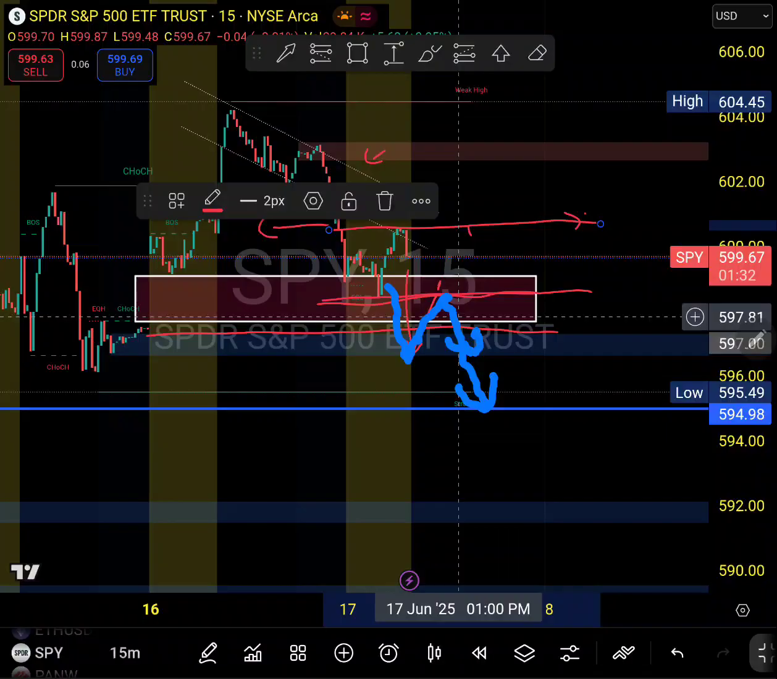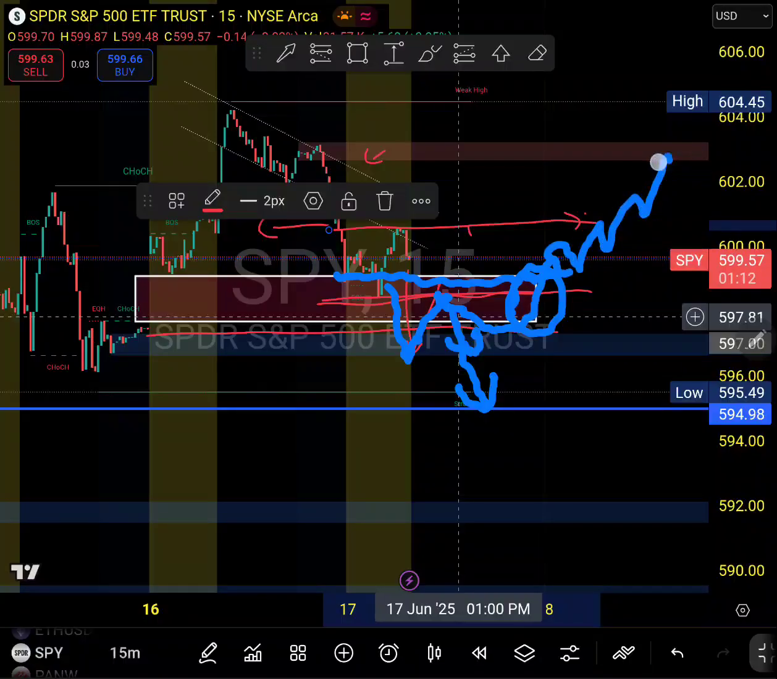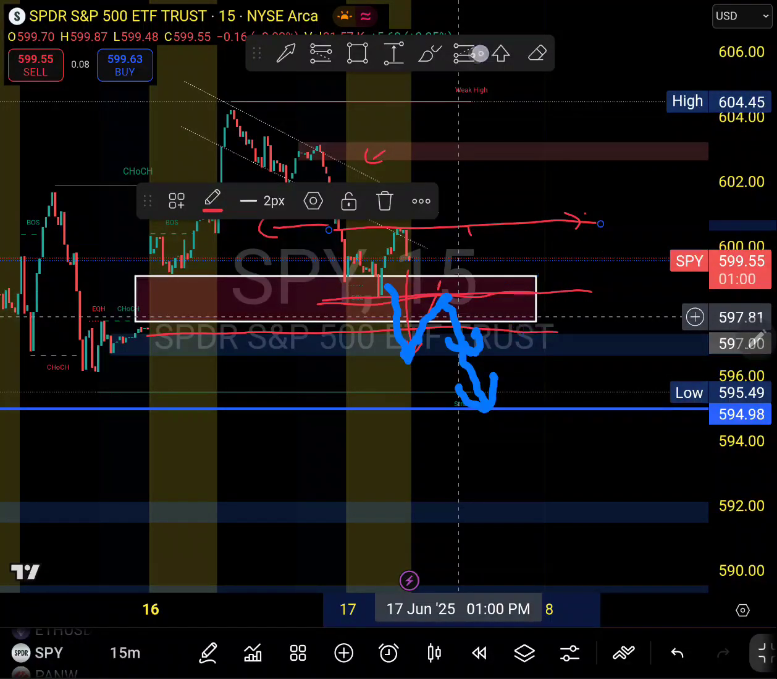Okay, another scenario is, if the market sustains here and holds this entire gap, then there is a possibility the market will come here, try to break this resistance, then break the next resistance, and again up to here. That is the best the market can do today, 602, right? And after 602, I don't think there will be a lot of buyers, because tomorrow we have the Fed meeting. So these are the two scenarios which I can tell you in the market.